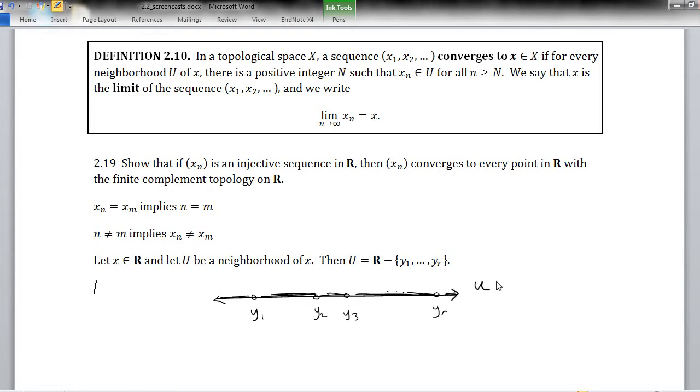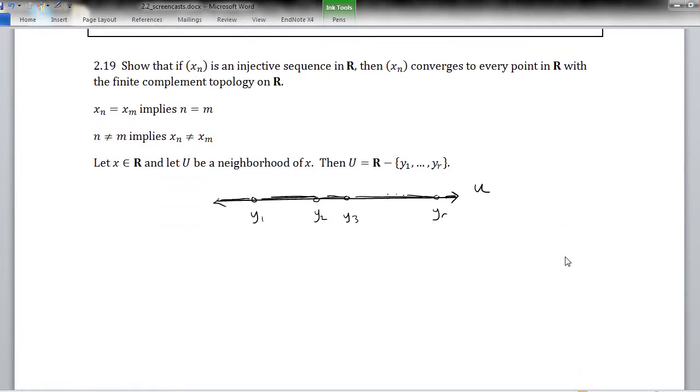So what we have is a sequence of real numbers which never repeats. And we want to show that eventually it has to stay in the set U. The idea is, it could be outside of the set U for a while, right? The terms in your sequence could be chosen from among these y's. But eventually you're going to run out of y's. Or maybe you won't use some of them in the end. Eventually you're going to end up in the set U.